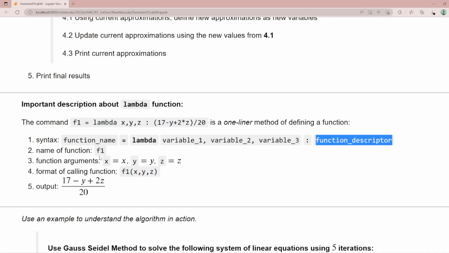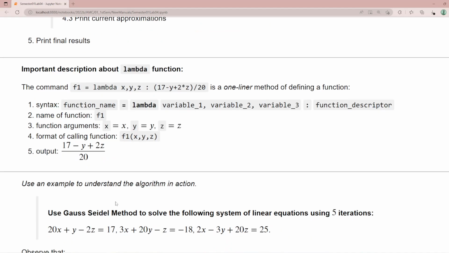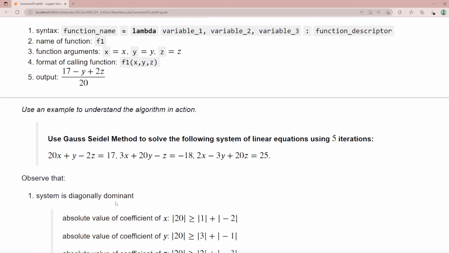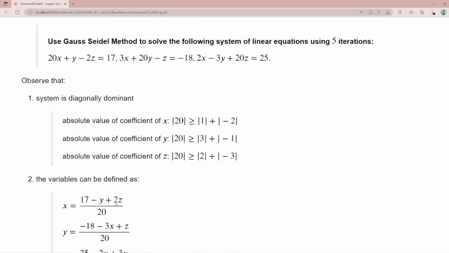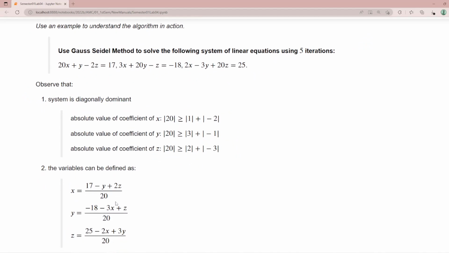Please note here that the function name is f1 and the function arguments are x, y, and z, right? So the format of calling a function is we just write f1 and in the brackets we mention the values of x, y, and z, and the output shall be the expression that is given in the function. Okay, now having said that, in order to understand the algorithm in action, we need an example. So let's use an example.